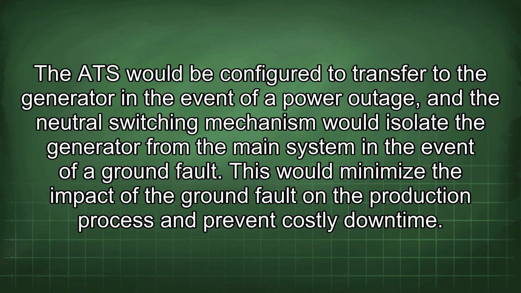The ATS would be configured to transfer to the generator in the event of a power outage, and the neutral switching mechanism would isolate the generator from the main system in the event of a ground fault. This would minimize the impact of the ground fault on the production process and prevent costly downtime.